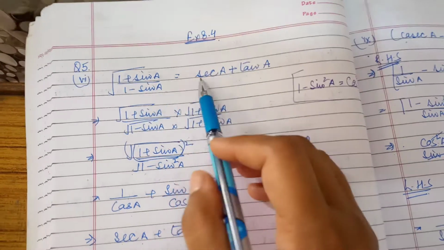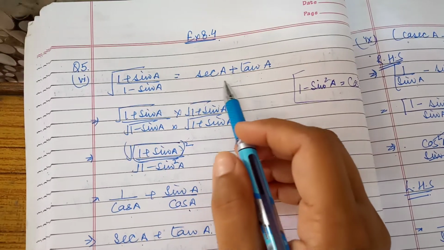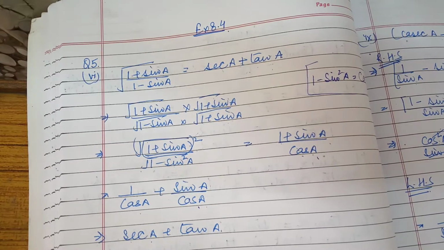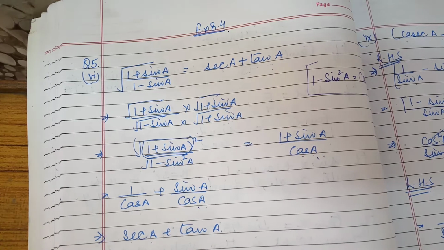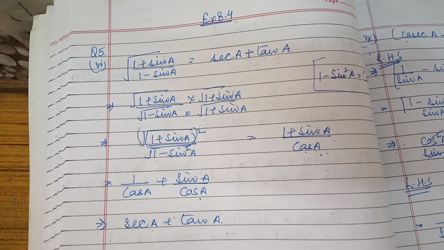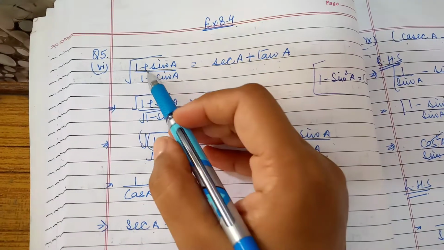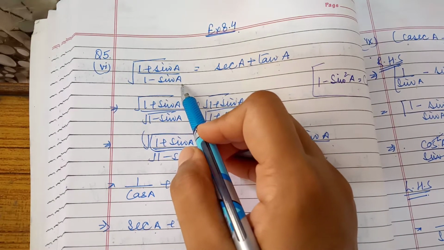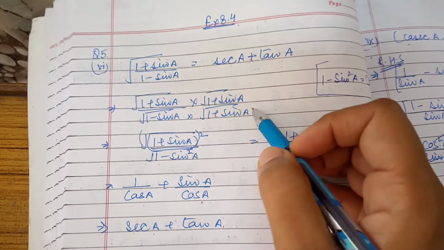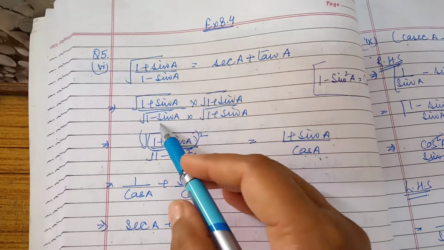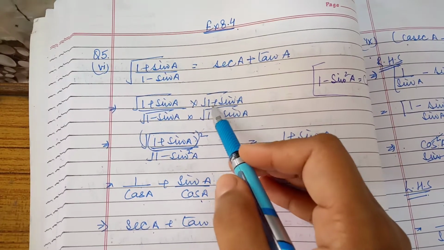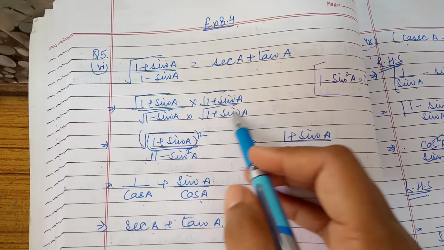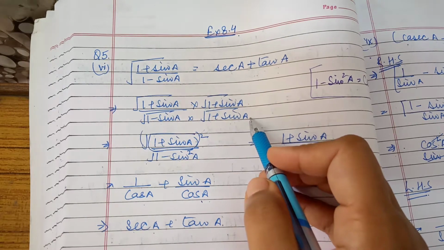So here there are two parts, one is the left hand side and the other is the right hand side. We can choose anyone, either the right hand side or the left hand side. Here I choose the left hand side. So the left hand side is under root 1 plus sin A upon under root 1 minus sin A. First of all I just rationalize this equation. After rationalizing it, we get this. We have to multiply it by under root 1 plus sin A in the numerator and under root 1 plus sin A in the denominator.